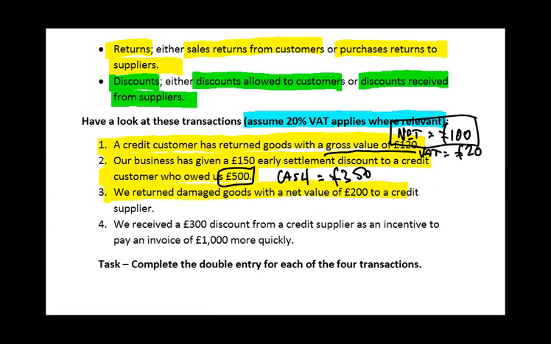Well, next transaction is we return damaged goods with a net value of £200 to a credit supplier. Now, this time we're told that this is a net value of £200. Now, that means that the VAT will be 20% of that £200, which would be £40, and therefore the full gross value, including VAT, would be £240. Now, it's that full gross value that I would have owed the supplier. That would be a liability on the purchase ledger control account. But if we've returned the goods, we're not going to pay for it anymore.